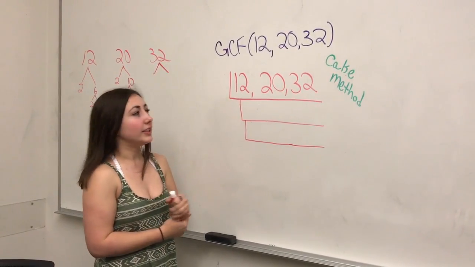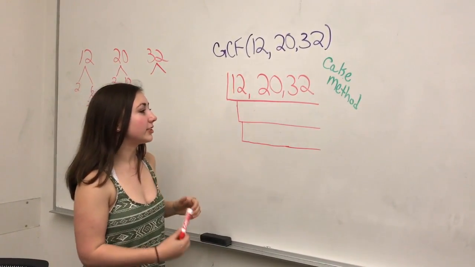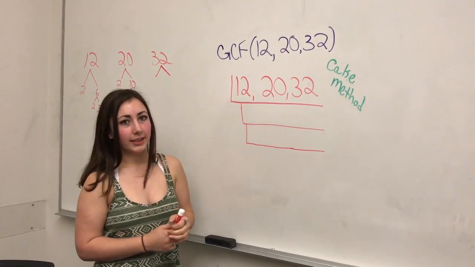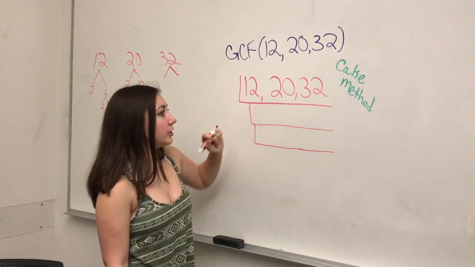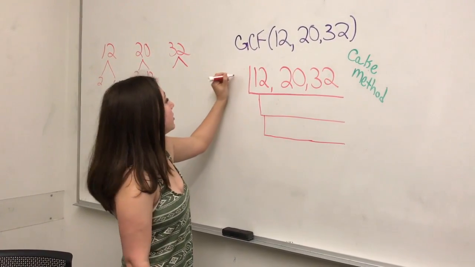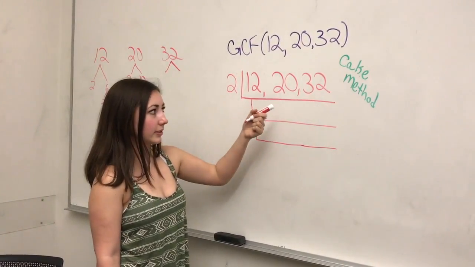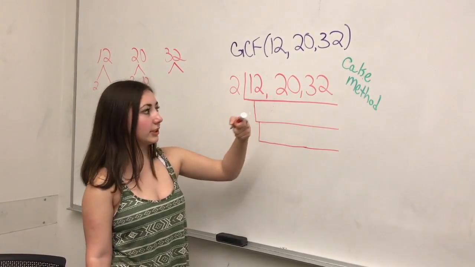Finding the GCF of these three numbers right here, 12, 20, and 32. And I'm going to be using the cake method as my visual aid. So we know that 12, 20, and 32 are all even. So I'm going to use 2 as the multiple because I know that 2 goes into each one of them.